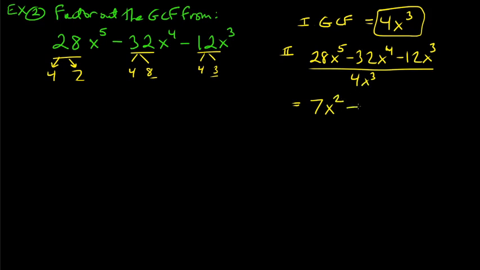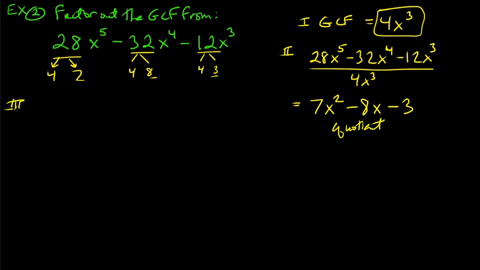Negative 32 divided by 4 is negative 8. X to the 4 divided by x to the 3 is x to the 1, so I won't write the 1. And negative 12 divided by 4 is negative 3. X to the 3 divided by x to the 3 is x to the 0, which is just 1. Okay, so this is the quotient.